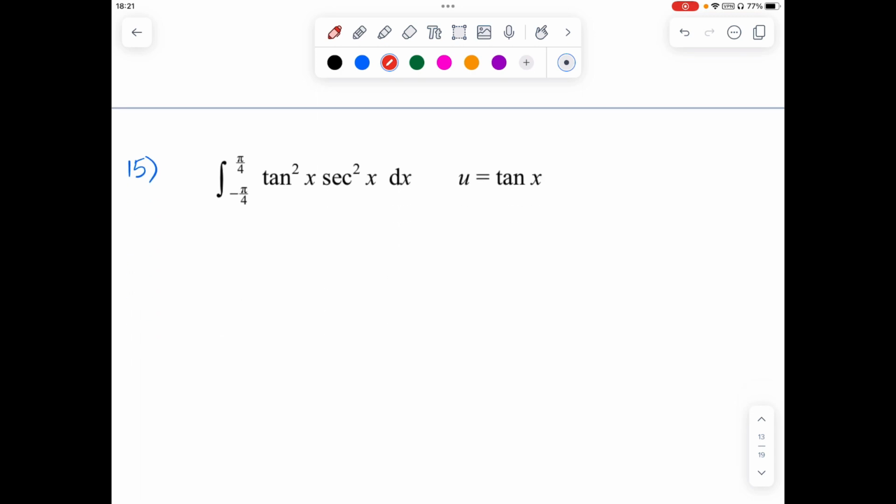Question number 15. du equals, the derivative of tan x is secant square x dx. Lower limit is negative pi by 4. Tan of negative pi by 4 is negative 1.